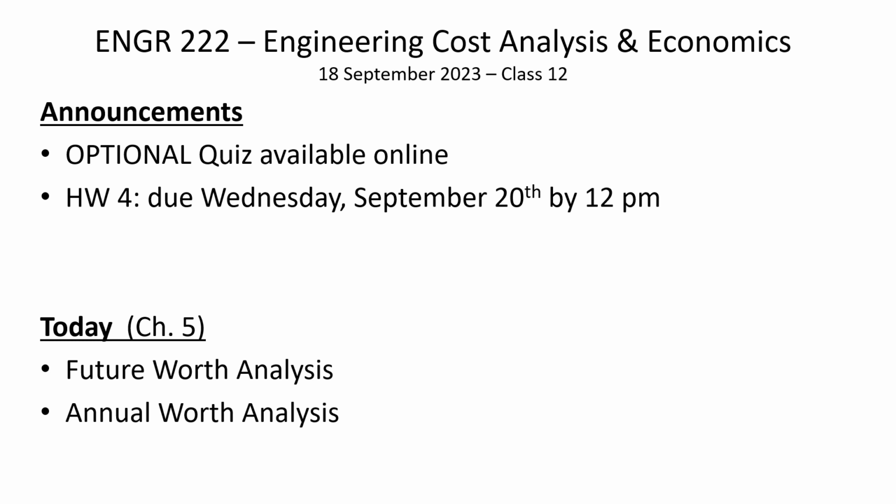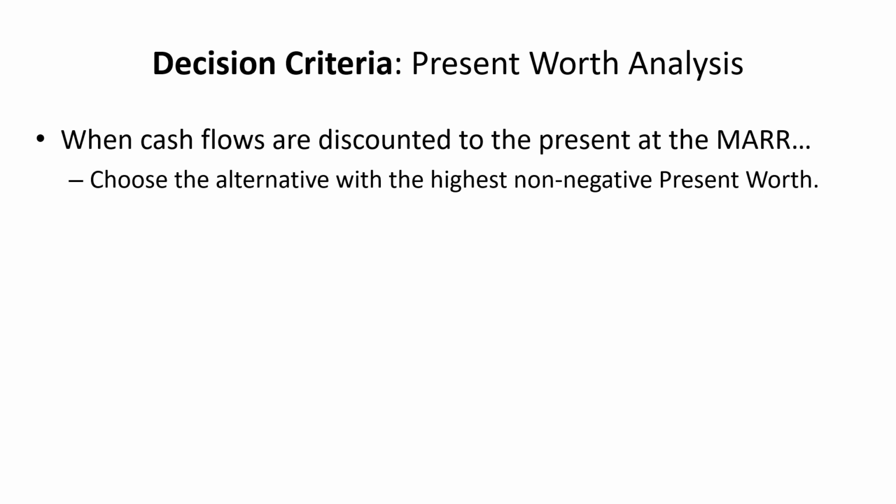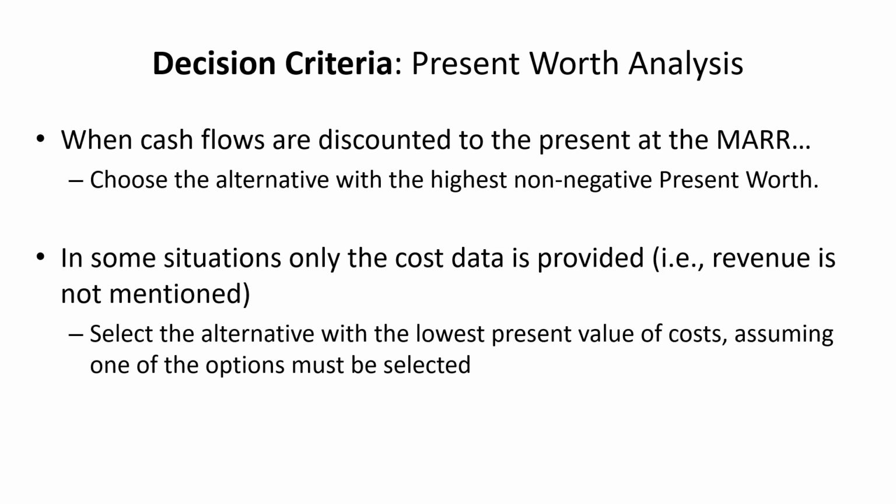All right. Just to review, remember that decision criteria means some sort of a statement or set of rules that you use to make a decision on which alternative should be selected. So when the method being used is present worth analysis, the decision criteria is to discount the cash flows to the present at the minimum attractive rate of return and then choose the alternative that has the highest non-negative present worth.